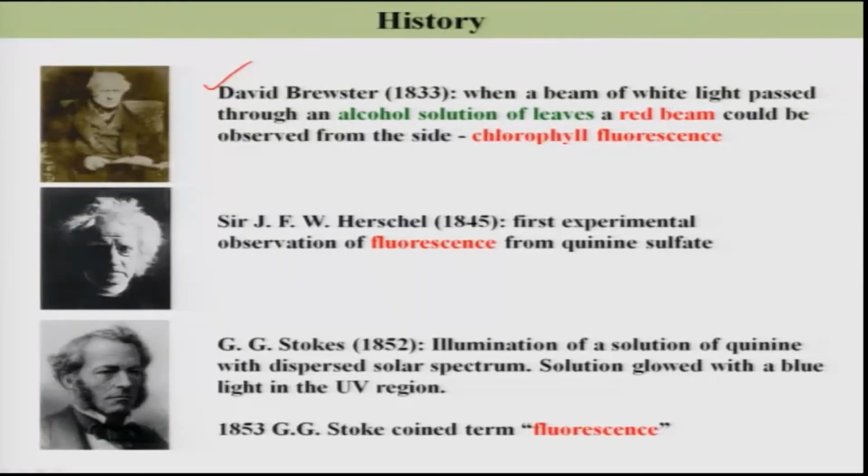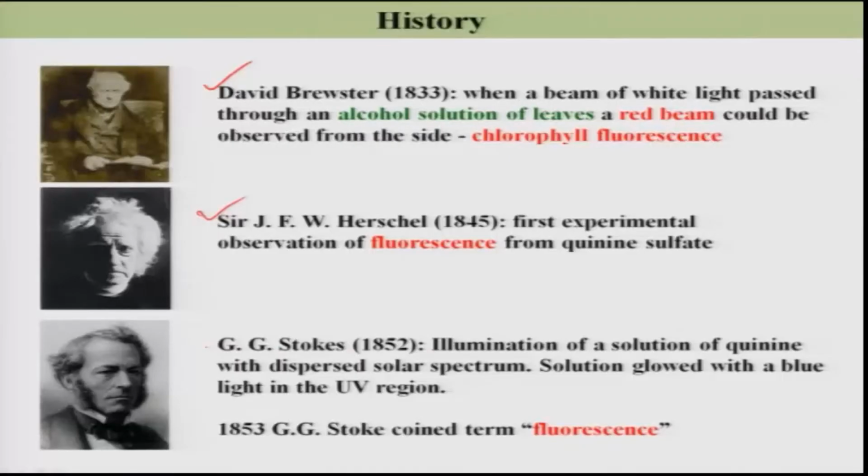But the first kind of established experiment was done by Sir Herschel in 1845. What he did was use quinine sulphate, and he observed the quinine sulphate fluorescence from a glass vessel, which I am going to show in the next video.